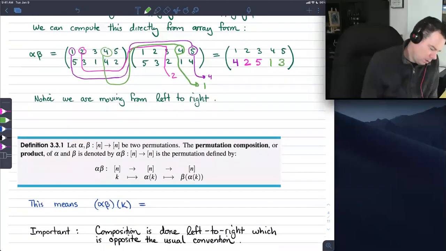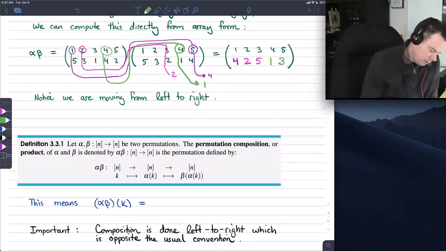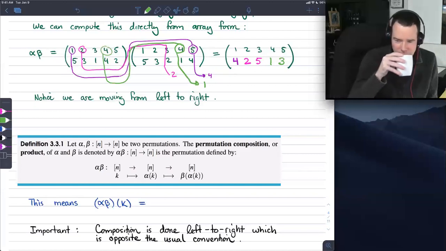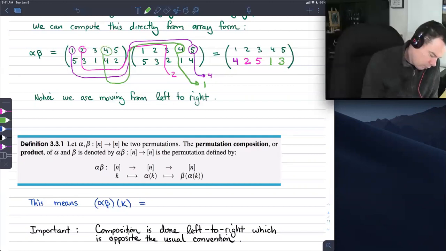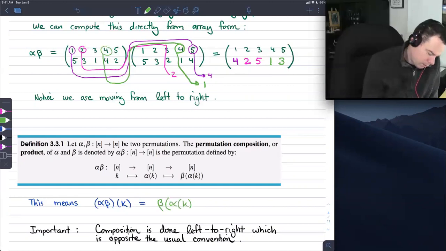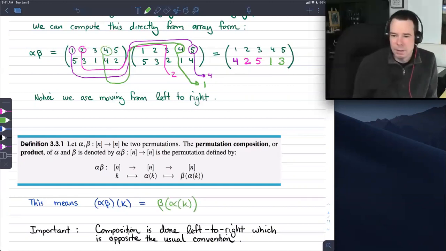So what this means is that for alpha beta of k, the product permutation, if k is a particular input, how do I work out what the output is for k? I first have to find out what alpha does to it. Whatever that number is, I then plug that into beta and work it out. That's it. That's what we've done up above.